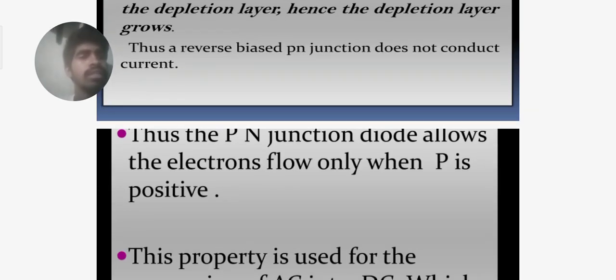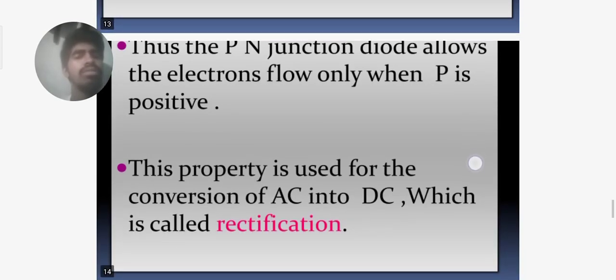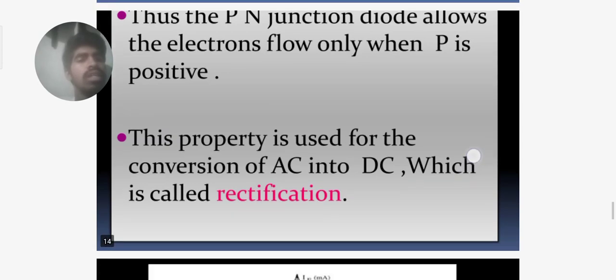Thus the p-n junction diode allows the electrons to flow only when p is positive. This property is used for the conversion of AC into DC, which is called rectification. So this rectification is very important. We can observe this property is used for the conversion of AC into DC, which is called rectification.